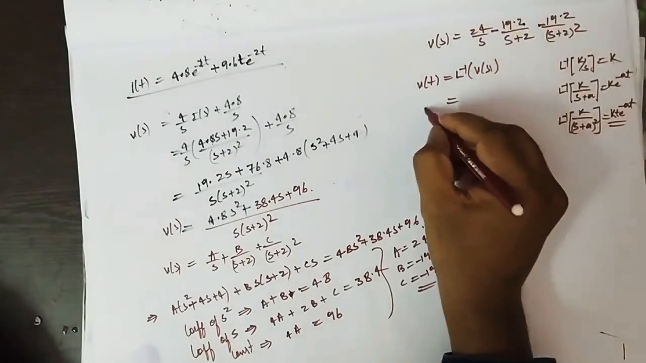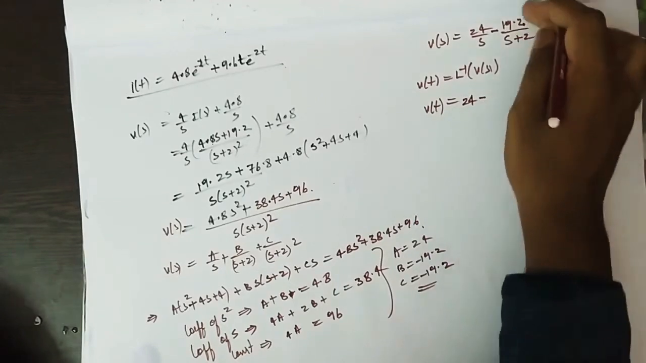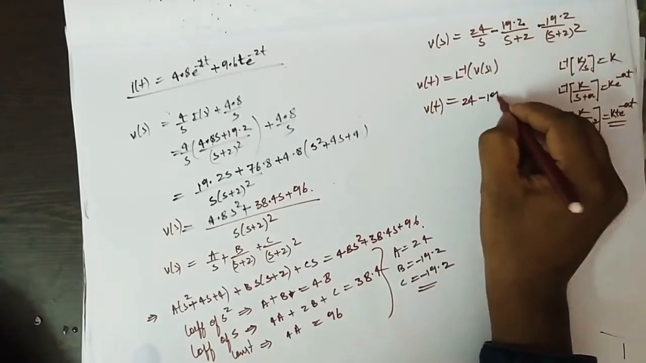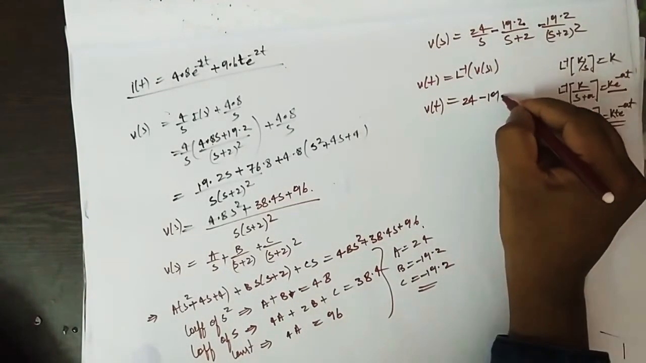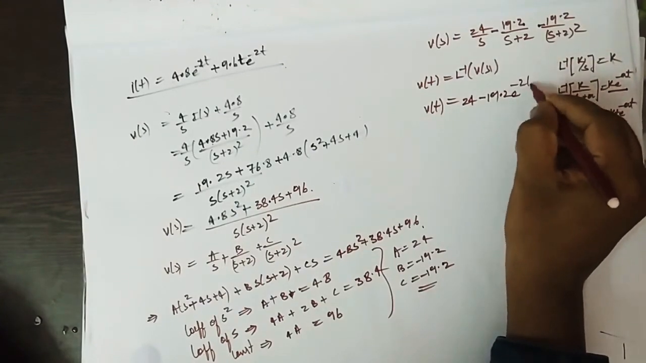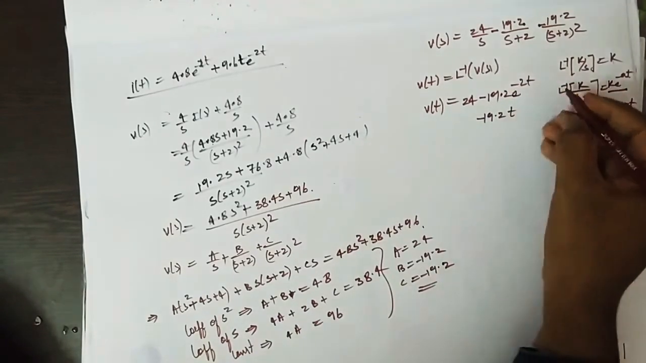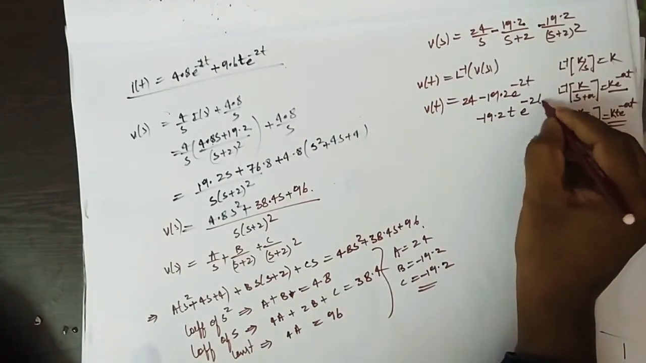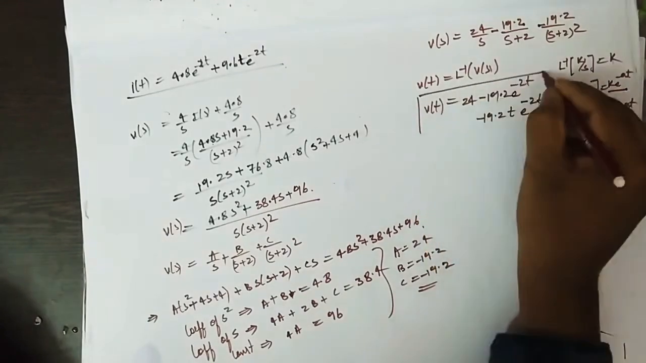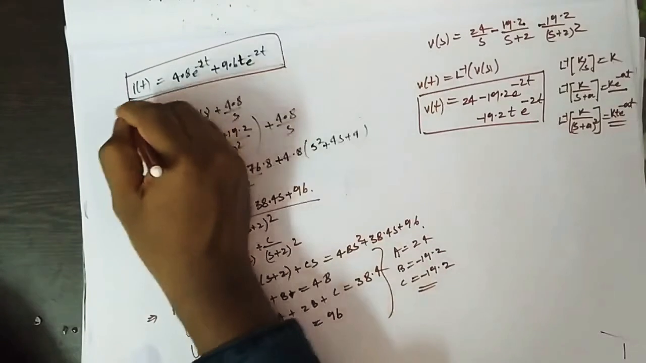So V of t can be represented as 24 minus the inverse Laplace of this function, which is k into e power minus at. K here is 19.2 and a is 2, so it is e power minus 2t, minus 19.2 t into e power minus 2t. This is the expression of V of t. So the I of t expression is this.